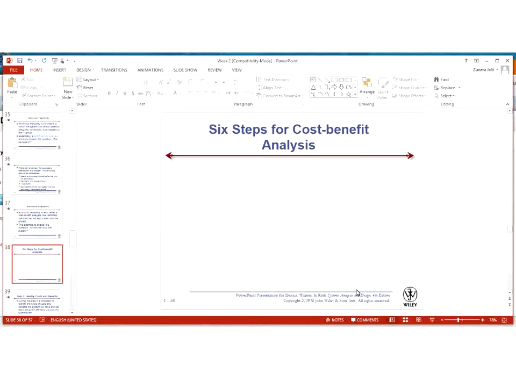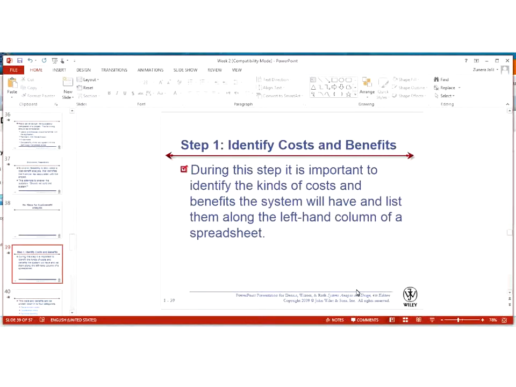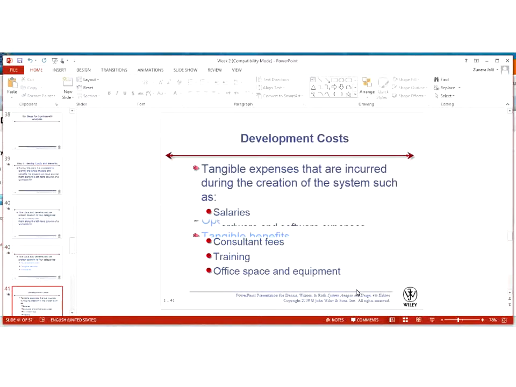Then when you are checking economic feasibility, how do you do it? There are 6 steps of cost-benefit analysis which you perform. In step 1, you identify costs and benefits. You identify what kinds of costs are required in this project and what the benefit systems will have. And then you make a list of all these things on a spreadsheet. Then when you have identified all the costs and all the benefits, you can break them down into 4 categories: the development cost, operational cost, tangible benefits, and intangible benefits.